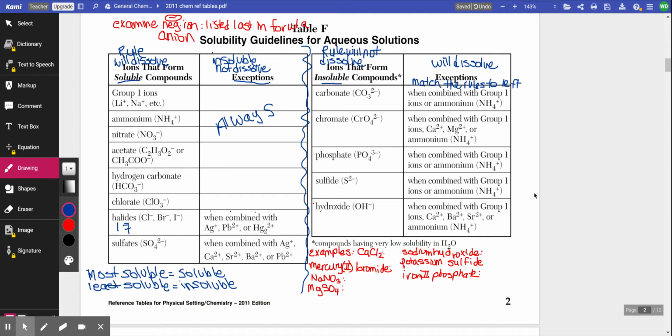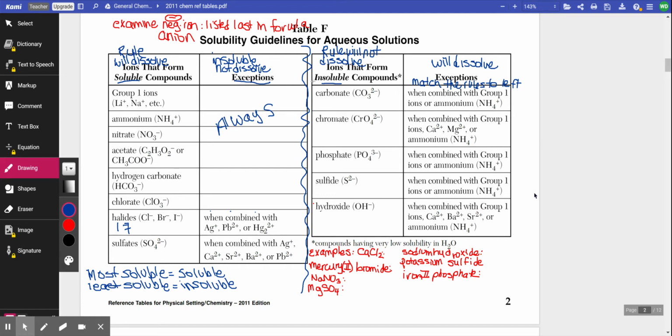Now let's go over to the other side. I did this squiggly line because they're basically two separate tables: soluble table, insoluble table. Carbonates are insoluble. That's the rule, unless it's with something in group 1 or ammonium. This matches the rule to the left, where if I have group 1, which sodium is in, or ammonium, it's always soluble. So the rules piggyback off of each other.